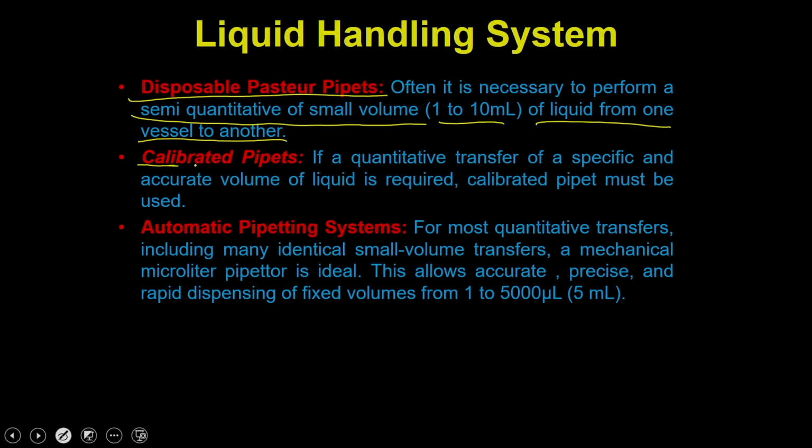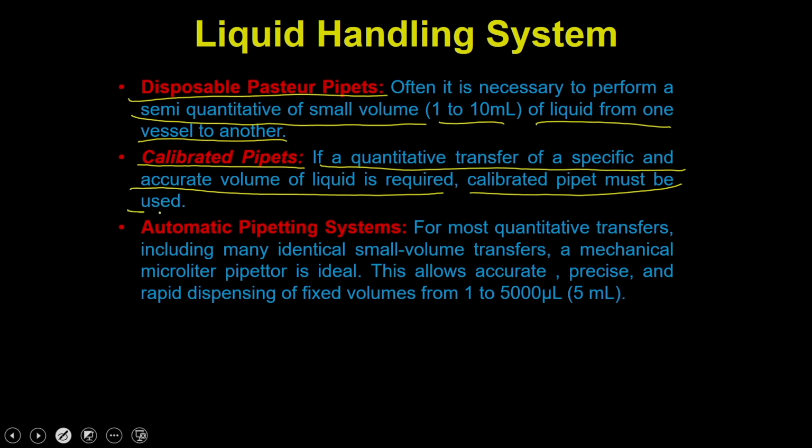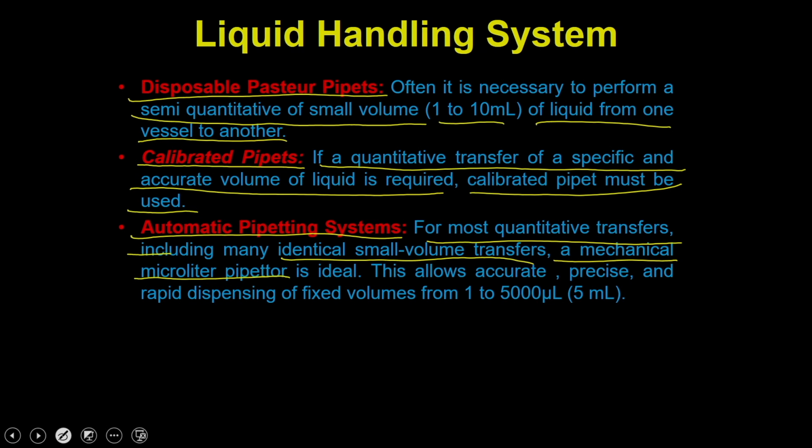Then you have the calibrated pipettes. If a quantitative transfer of a specific and accurate volume of liquid is required, you can use the calibrated glass pipettes. Apart from the calibrated pipette, you also have the automatic pipetting system. For most quantitative transfers, including many identical same volume transfers, a mechanical microliter pipetter is ideal. This allows accurate, precise and rapid dispensing of fixed volume from 1 to 5 ml.